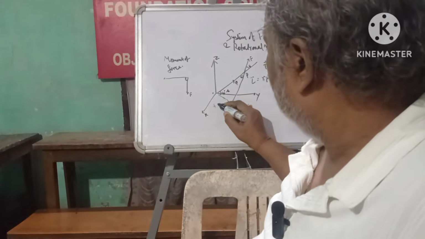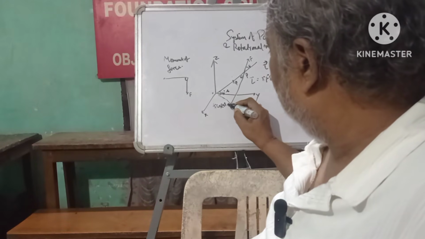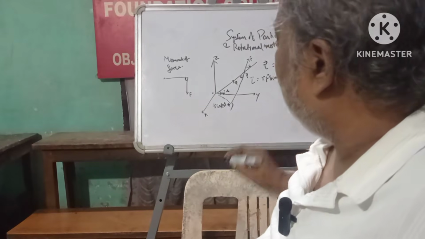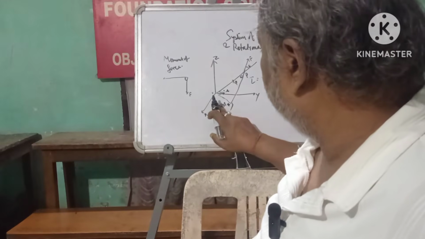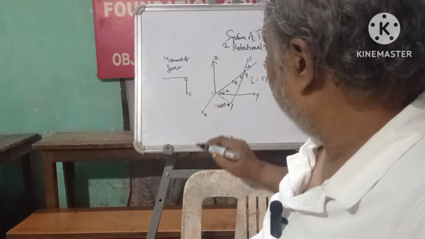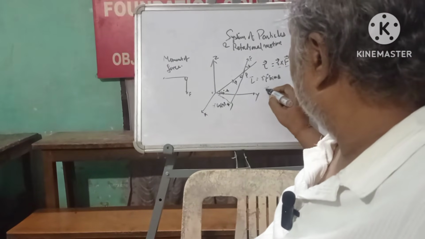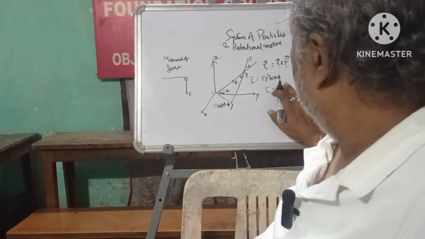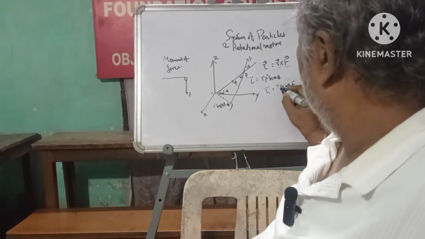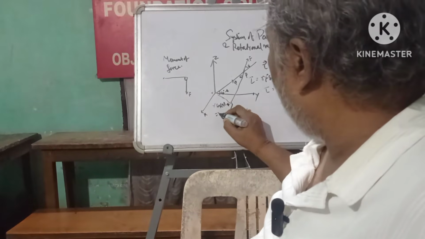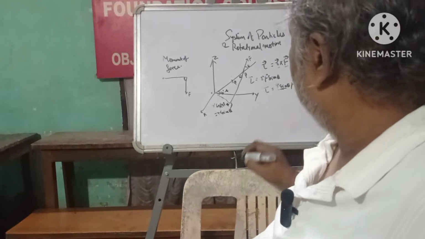This is your r cos 90 degree minus theta. This is your component of the r vector along this direction. So here you see the torque is F times r sine theta. So what is r sine theta? This is r sine theta.